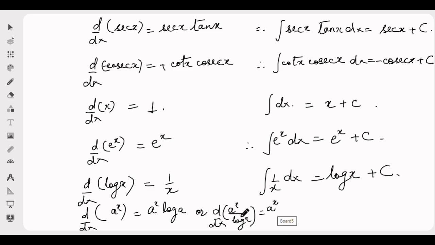Therefore, derivative of a to the power x upon log a will be a to the power x, and hence integral of a to the power x dx will be equal to a to the power x upon log a plus the constant of integration. These are the functions whose derivatives are known to us. You know, these are the derivatives of these functions, so the integral of these functions we can write.